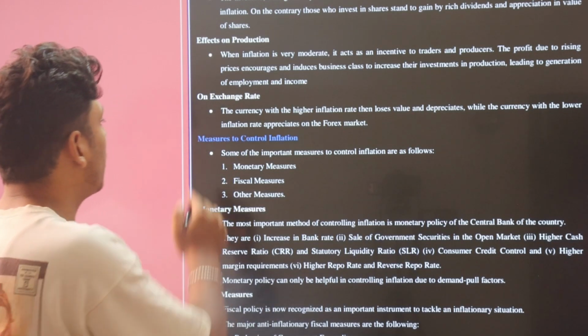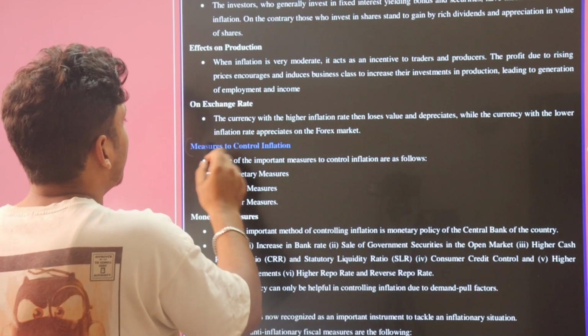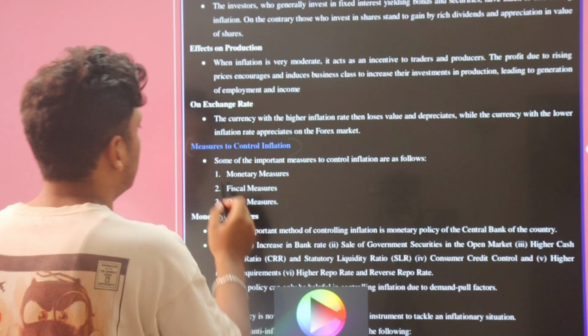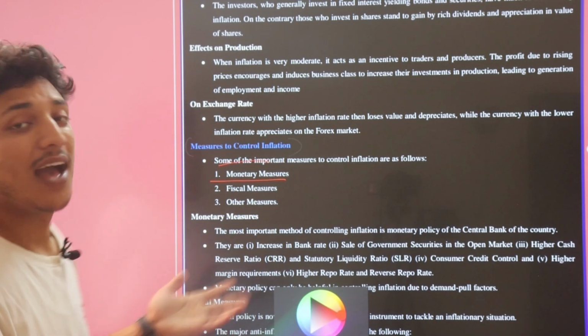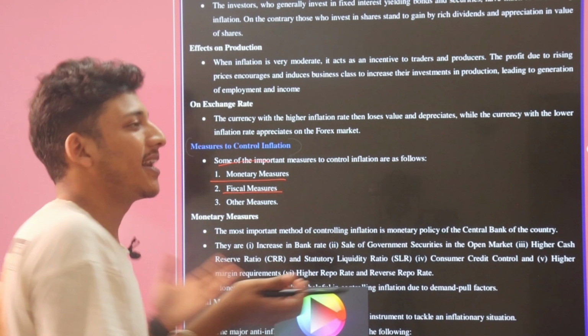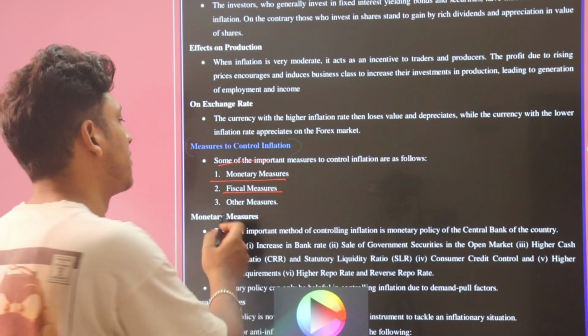Now we will learn how we can measure and how we can control inflation. Some important monetary policies are applied by RBI, the Reserve Bank of India. Fiscal policies are used by governments and other measures.